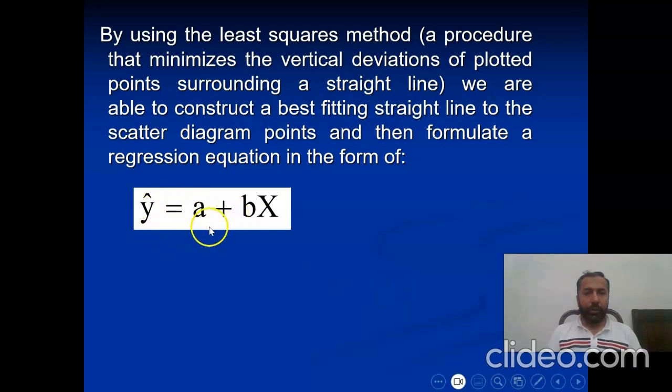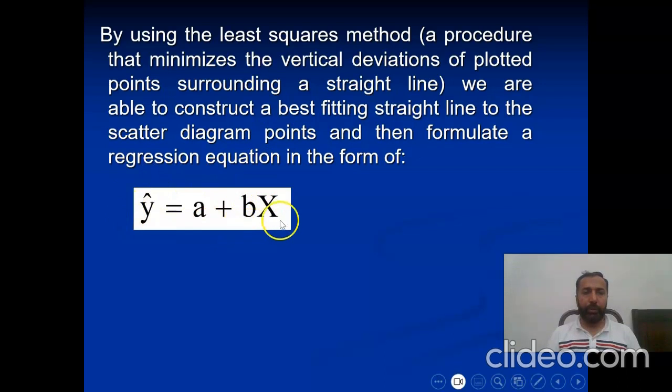So this is the basic regression equation in which y hat, which is the estimated value of y, is equal to a, which indicates the intercept, which is also denoted by beta naught, plus b, which denotes the slope or coefficient, into x. So x is the independent variable.